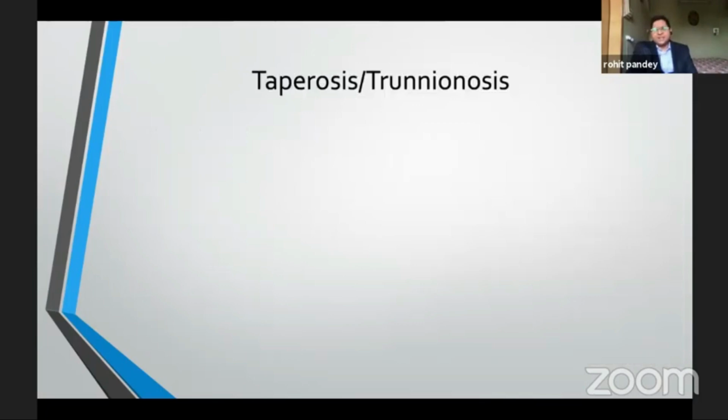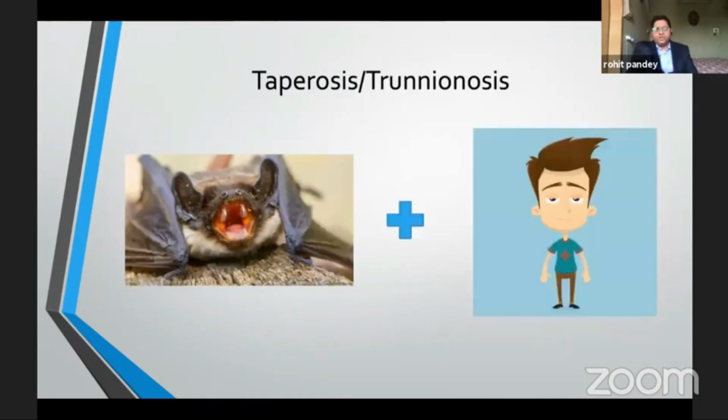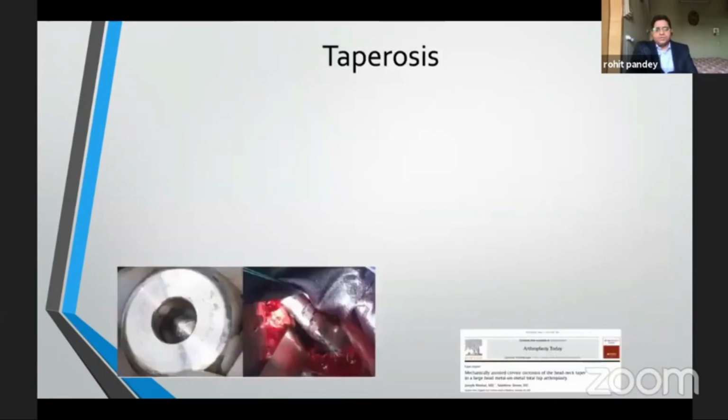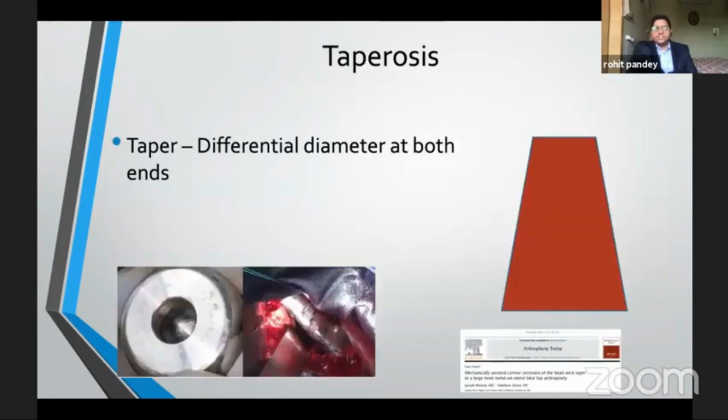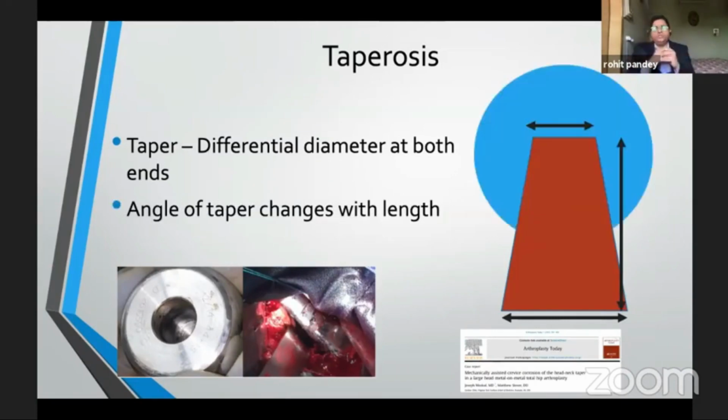So what exactly is taperosis? As we all know, if we get our combination wrong, the results can be quite devastating. The taper has a differential diameter at both ends, and the angle of the taper depends upon the length of the taper. And that fits into the femoral head. If there is micro motion between the taper and the femoral head, that may lead to loss of metal. As shown in this diagram, you can see there is loss of metal at both the taper as well as at the neck.